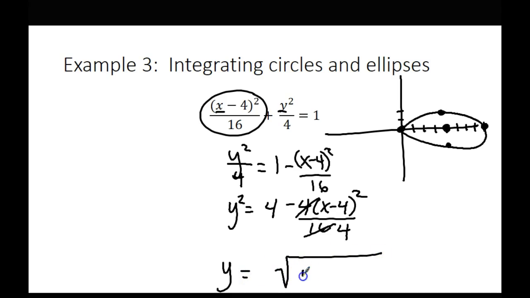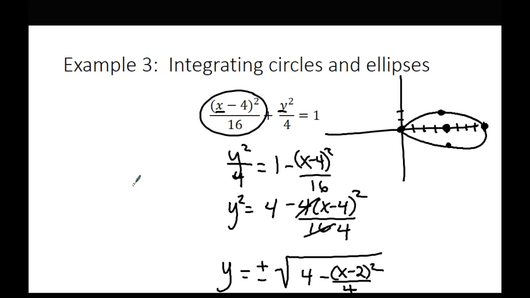The square root. And here's something that people forget to do, but it's actually very important in this problem. Plus and minus. And I'll explain why that's important while I wait for you guys to finish writing. But all I've done so far is I've gotten the y by itself. Okay, so why is it important you have the plus and the minus?